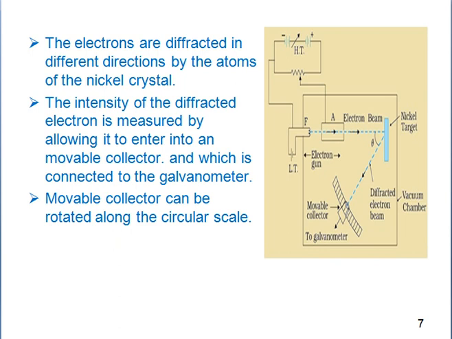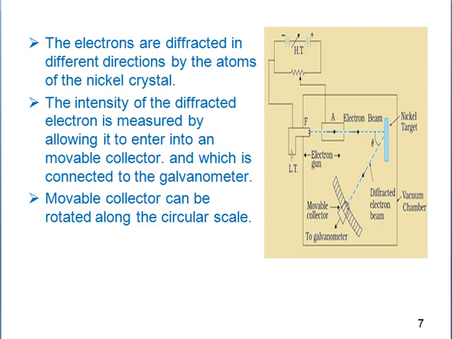Next, the intensity of the diffracted electrons is measured by allowing them to enter a movable collector. When the electrons are incident on this nickel target, they will be diffracted, giving a diffracted electron beam. The intensity of this beam will be measured by the movable collector, which is connected to the galvanometer, and when the diffracted electron beam reaches the movable collector, we get a current.